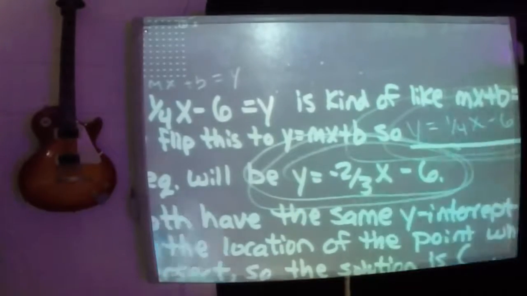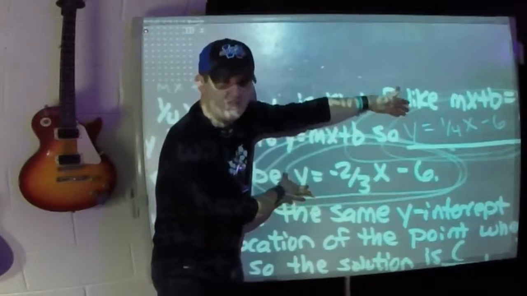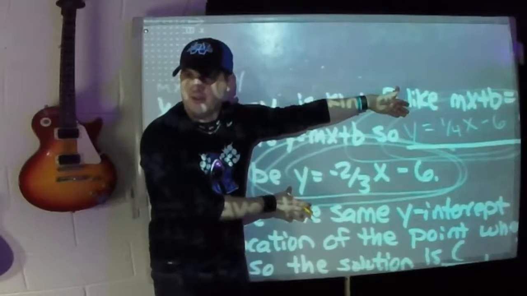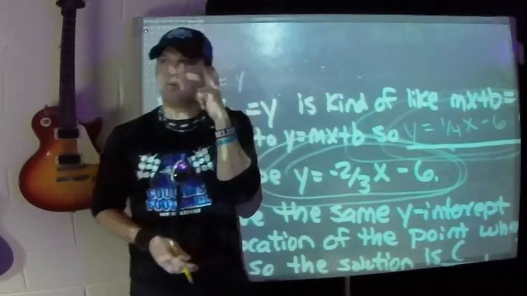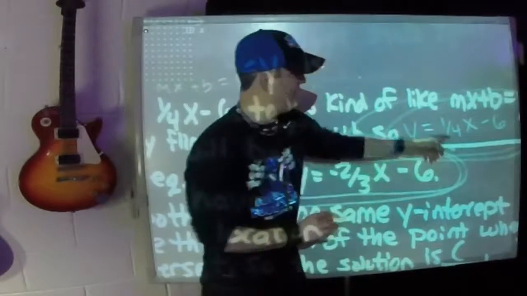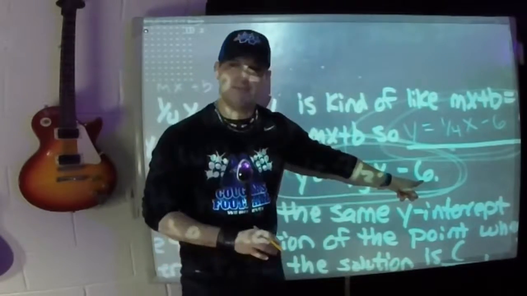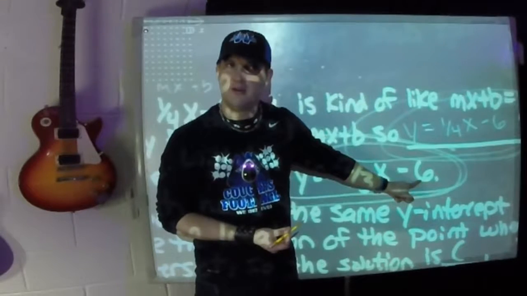So here are the two equations. Notice something about these two equations. Look at both of them carefully. They both have the same y-intercept. Imagine if you graphed them, we would start at the same spot. We'd go down 6 and put a dot, and then we'd put the slope. So wouldn't you imagine they have to cross at that spot?